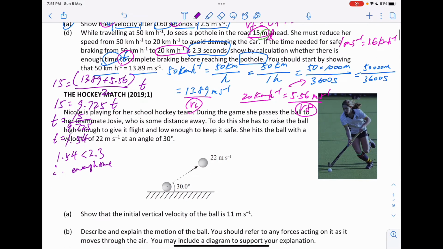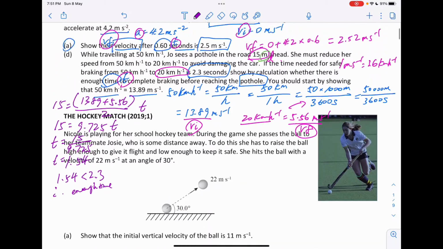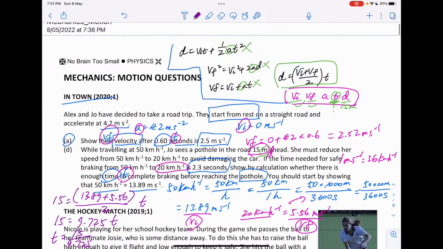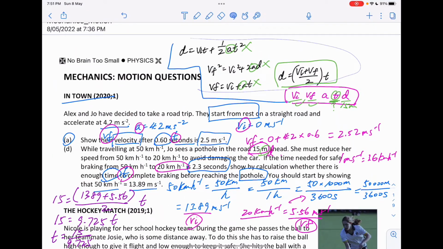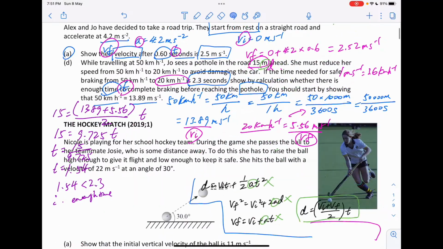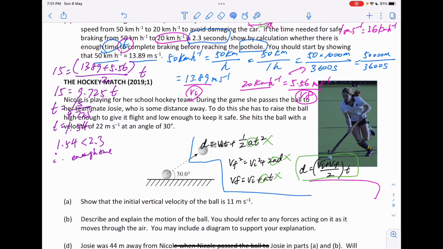Okay. Next question. Nicole is playing for her school hockey team. During the game, she passes the ball to her teammate Josie, who is some distance away. To do this, she has to raise the ball high enough to give it flight and low enough to keep it safe. She hits the ball with a velocity of 22 meters per second and an angle of 30 degrees.